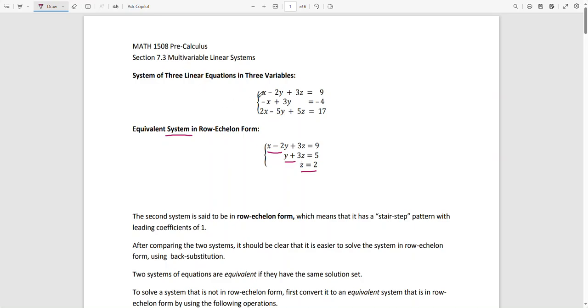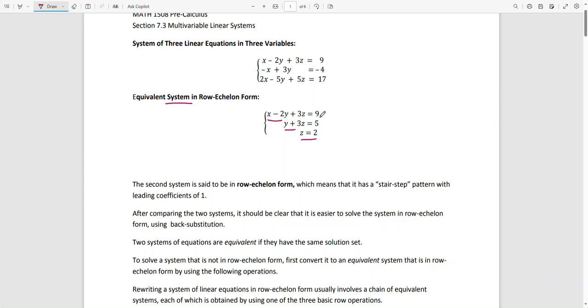So in this section we're going to learn how to take a system like this and rewrite it into a system like this so that we can solve it as we go back up the steps. Here we go. This second system is said to be in row echelon form. It means that it has a stair-step pattern with leading coefficients of 1. After comparing the two systems, hopefully you could see that the second one is much easier to solve than the first one. I could look and say, hey, z is 2. If I know what z is, I can find y. If I know y and z, I can find x. Here, that's a shot in the dark.